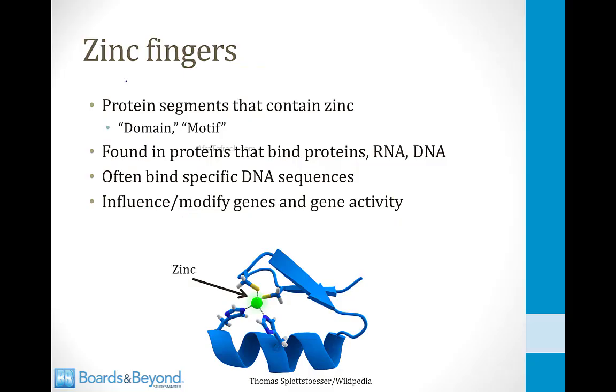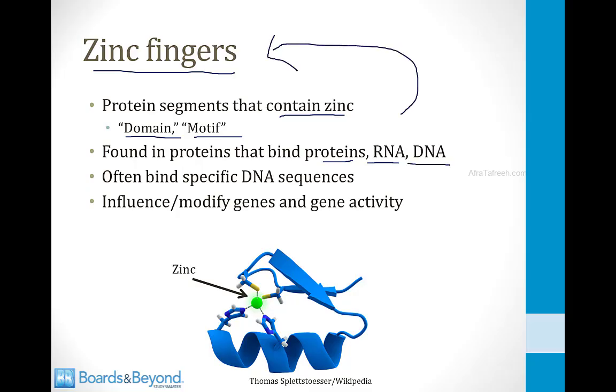There is a tie-in with molecular biology that has to do with zinc that they like to ask you about in Step 1. This has to do with zinc fingers. Zinc fingers are segments of larger proteins that contain zinc. They're sometimes called a protein domain or a protein motif, and they are found as portions of larger proteins. And this portion of the protein binds to other proteins or to RNA or to DNA. Zinc fingers have been shown to have lots and lots of different roles in biology. They're often important for binding to DNA, so they'll bind to a very specific DNA sequence and then they will influence or modify the gene and the gene activity.